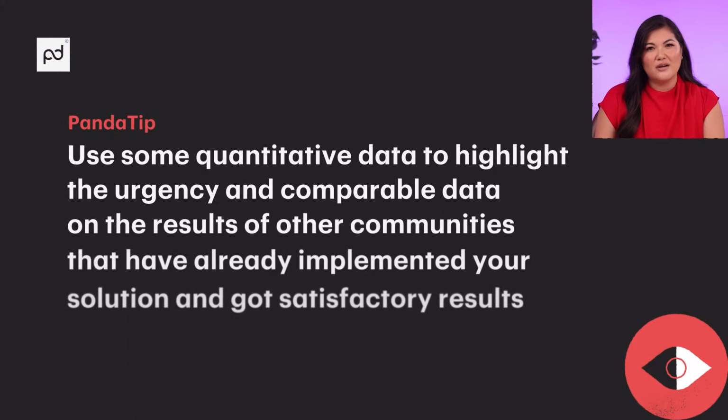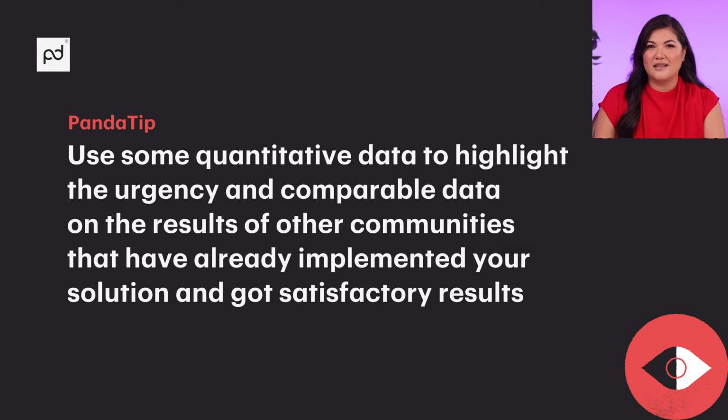Our Panda tip here is to use some quantitative data to highlight the urgency and comparable data on the results of the communities that have already implemented your solution and got satisfactory results. And just like that, we're ready at section 5 and ready to state our goals and objectives. This section provides information on the benefits that the grantee, community, or government will see from their investment. Clearly describe the desired outcomes and how your team will measure success.